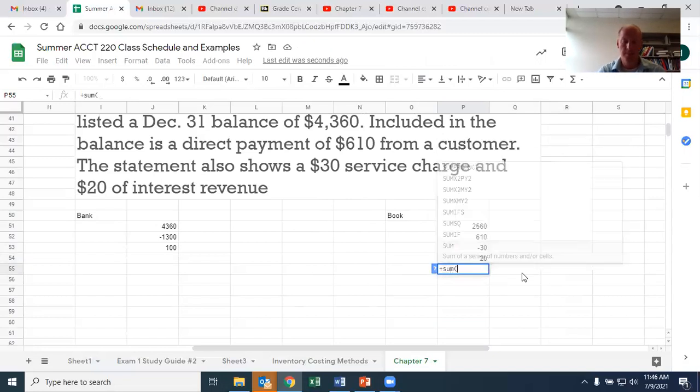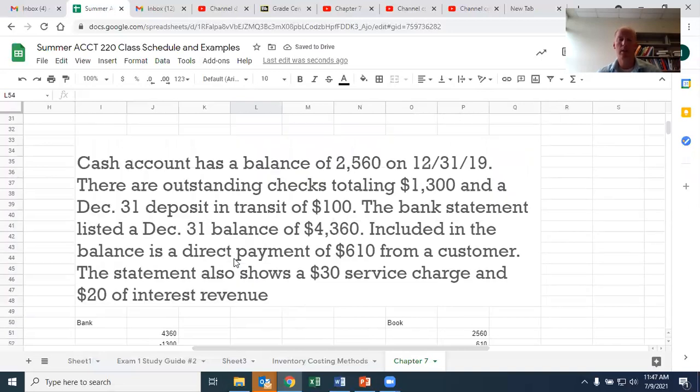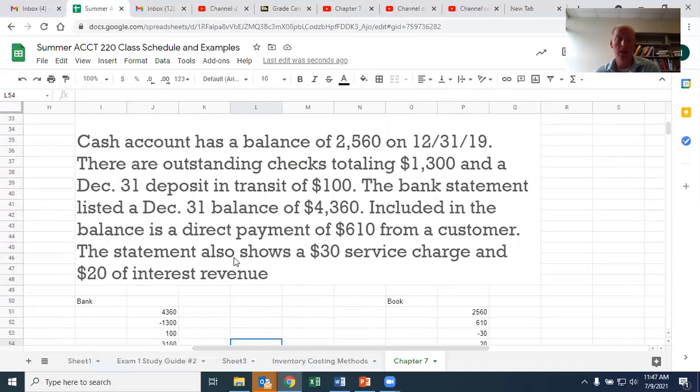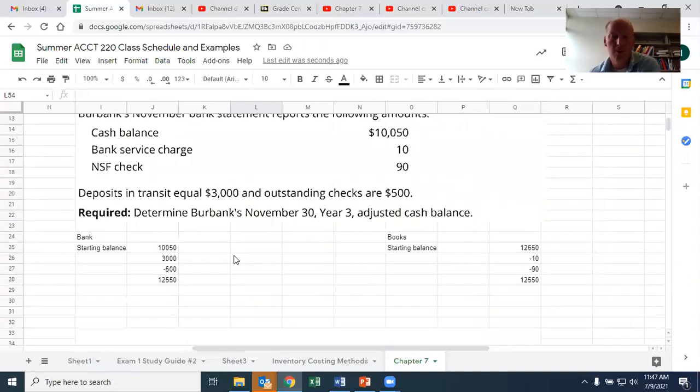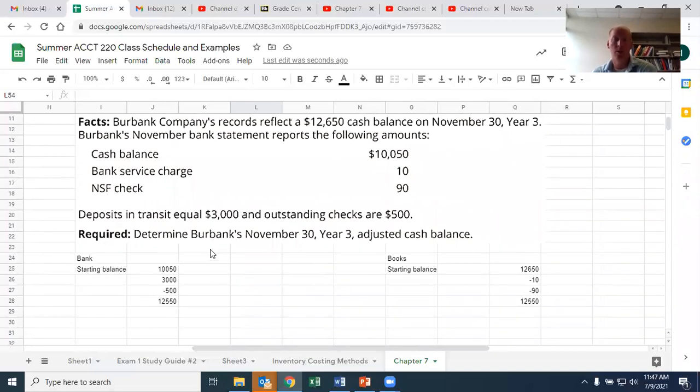Then we just sum and make sure they agree now. If they don't agree, we know we've messed up. They agree, so we're good there. So that's kind of examples on bank reconciliations. Hopefully you practice enough of those that you do like them, that you understand them, because they'll definitely be on the test.